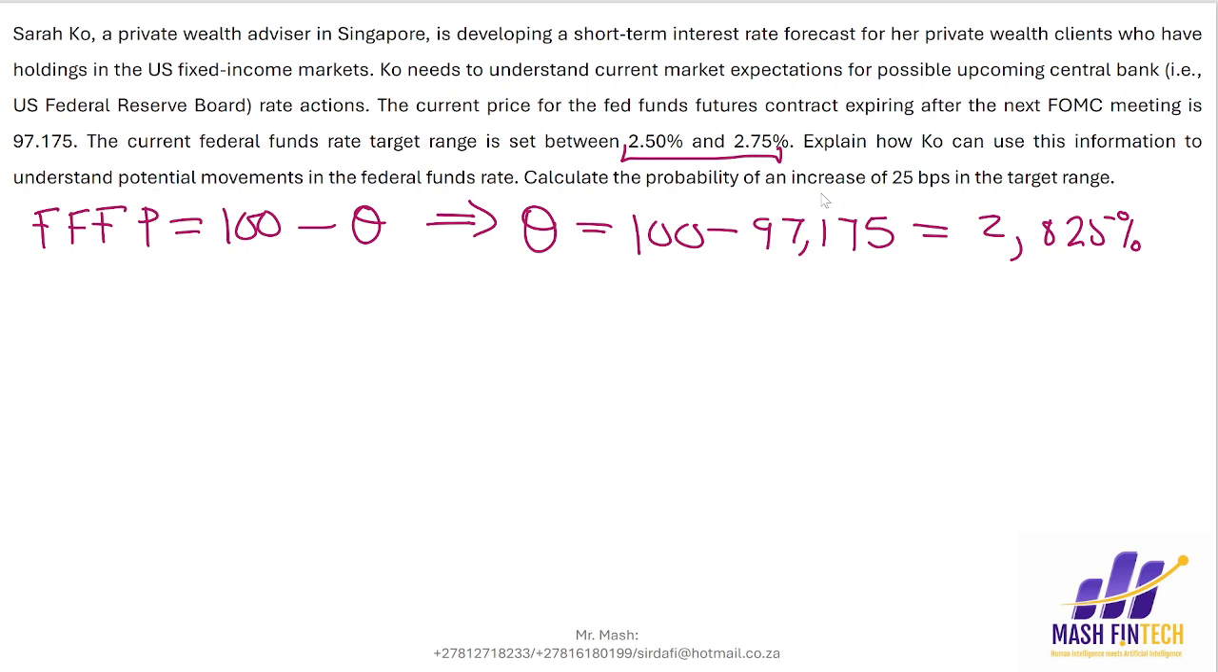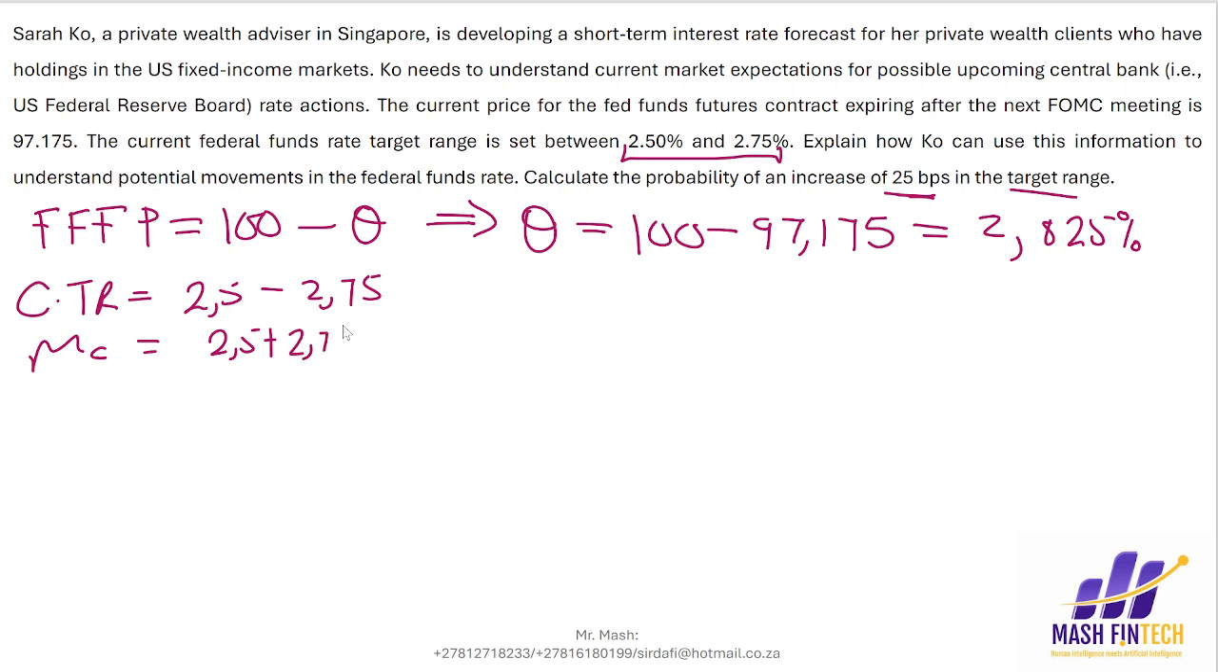Calculate the probability of an increase of 25 basis points in the target range. So our target range is this one, right? So the current target range is from 2.5 to 2.75, and we want the midpoint here. So the midpoint of the current rate is 2.5 plus 2.75 divided by 2. That's how you calculate the midpoint, and you should get 2.625.